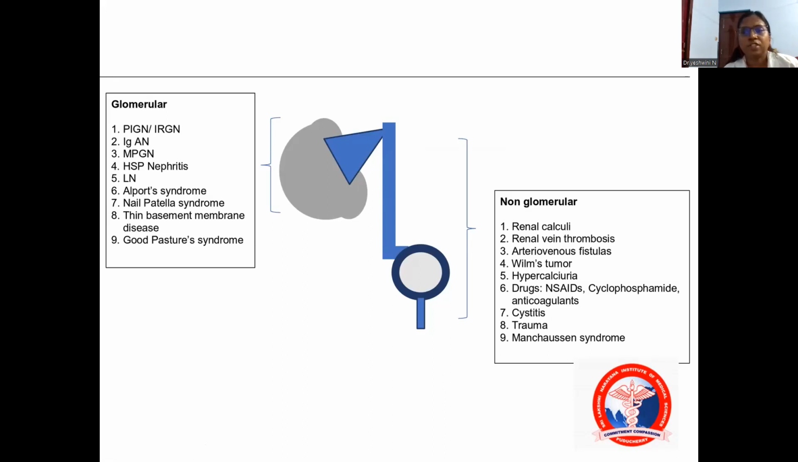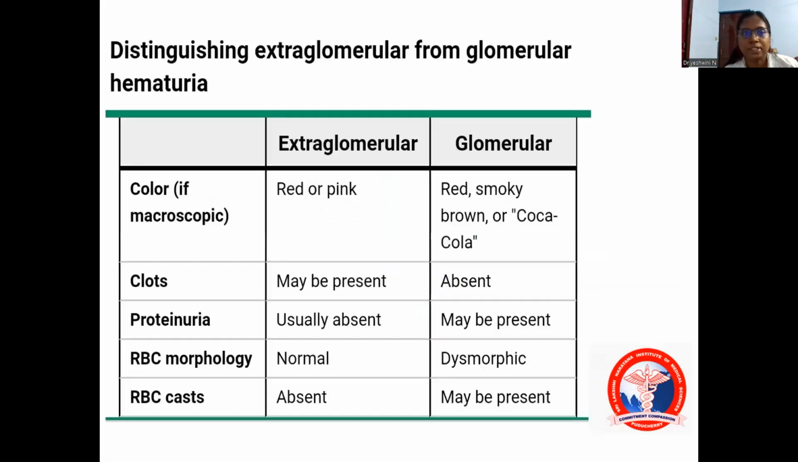So we have clinical features to differentiate between glomerular and non-glomerular cause, which I'll be telling later. See, this is the difference between a glomerular and an extraglomerular hematuria. If there is a glomerular hematuria, the patient will present with cola-colored urine rather than a bright red urine. There will not be any clots. It will be a painless hematuria.